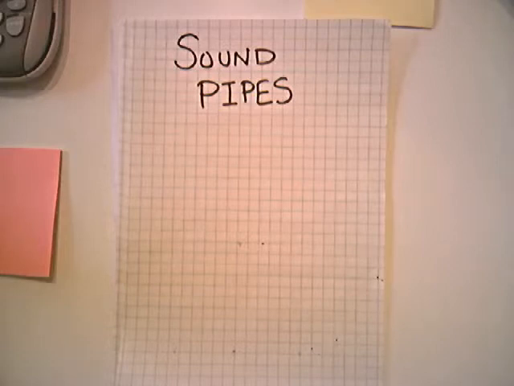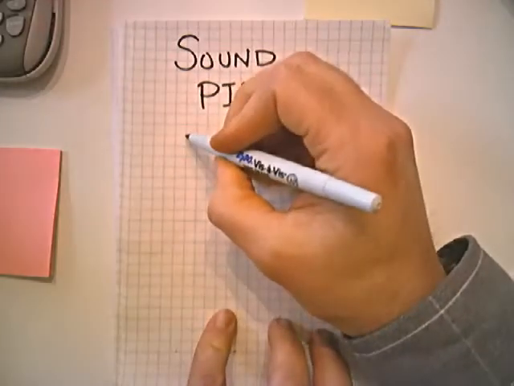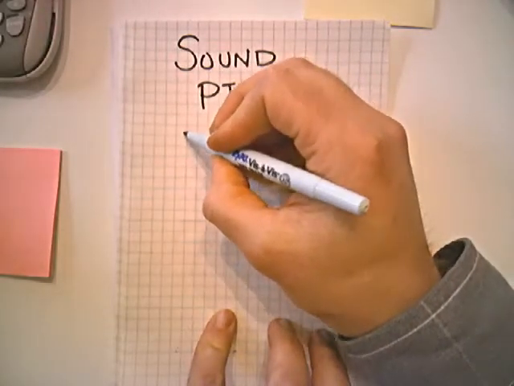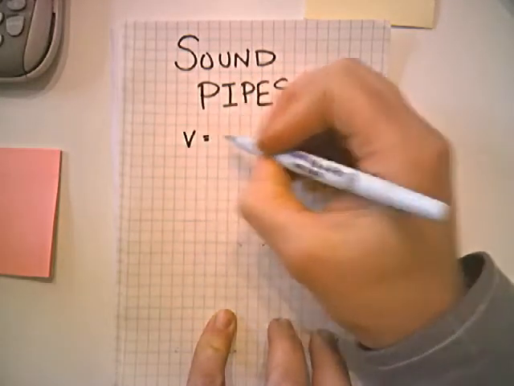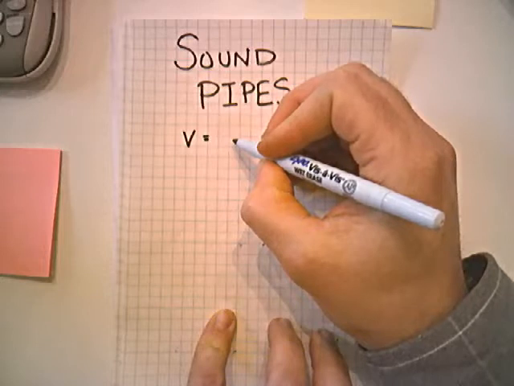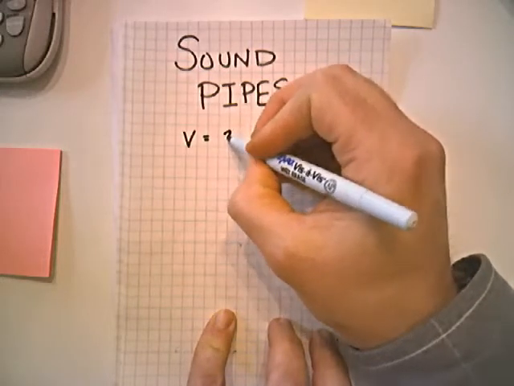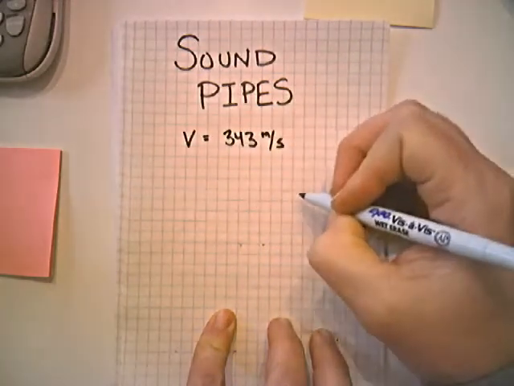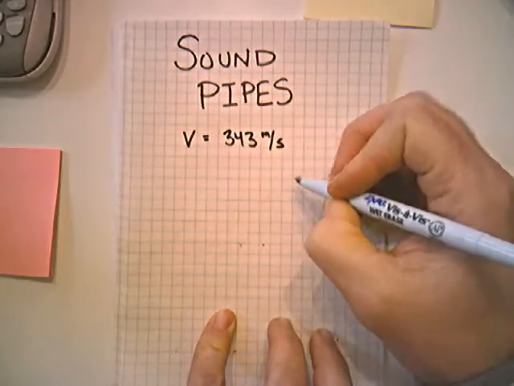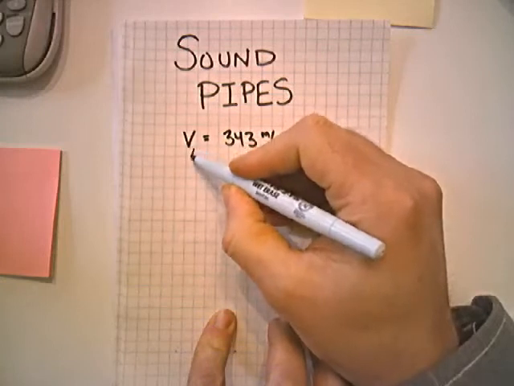A couple major differences are the velocity, where in a string you have to account for tension and length and mass. When it's a pipe or a wind instrument, all you have to account for when talking about velocity is the temperature of the air at which the thing is being played. We will always use 343, which is the speed of sound at room temperature. So this is the velocity of sound in air.